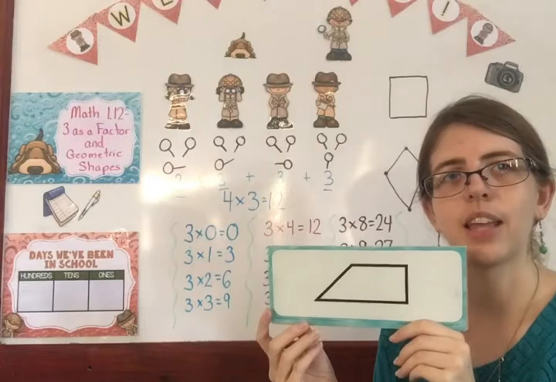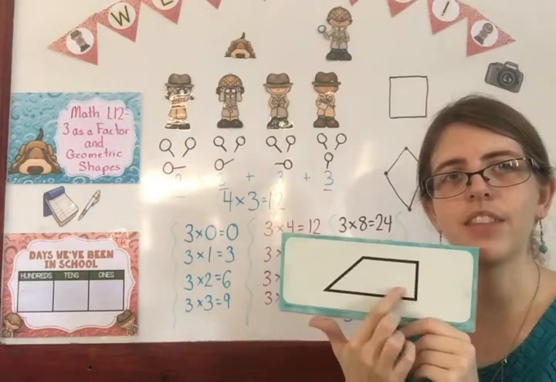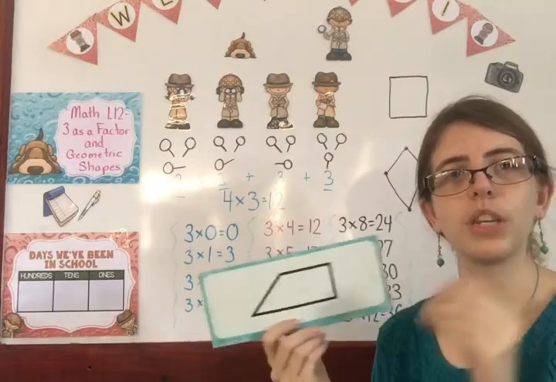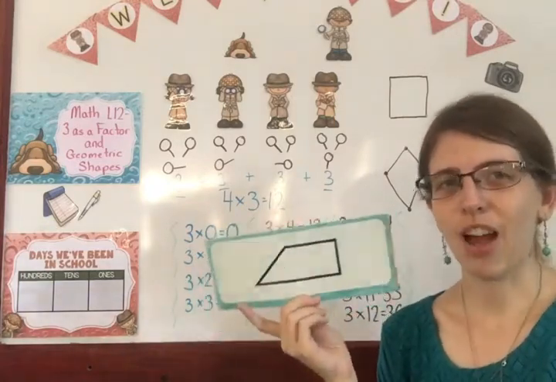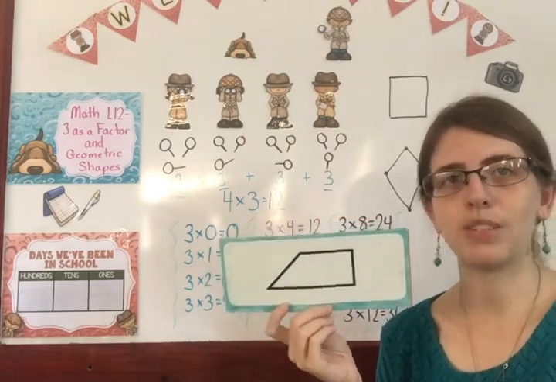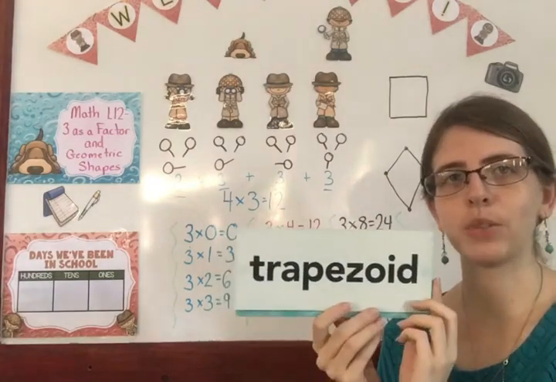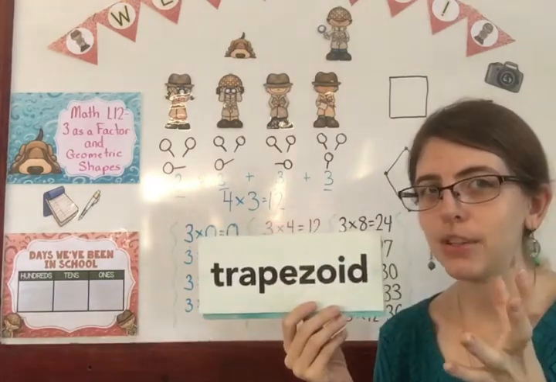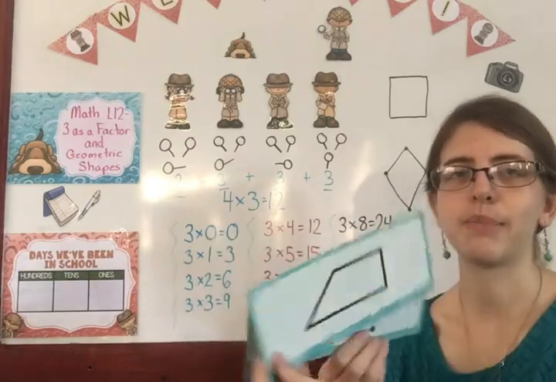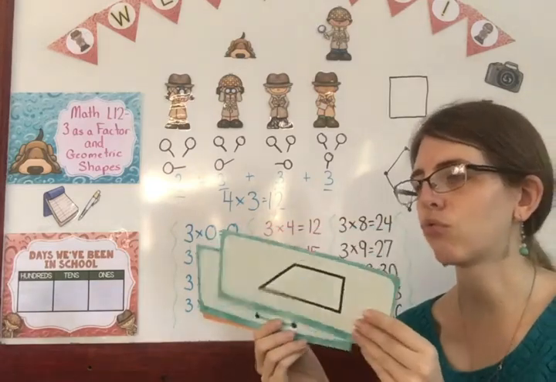All right, this shape, it has 1, 2, 3, 4 sides, but look, none of the sides are quite the same. None of the sides are the same length. So when you have 4 sides, but they're not quite all the same, we call that a trapezoid. Trapezoid. So a trapezoid, it traps you into thinking that it's a rectangle, but it's not, because not all of the sides are the same. It's a trapezoid.